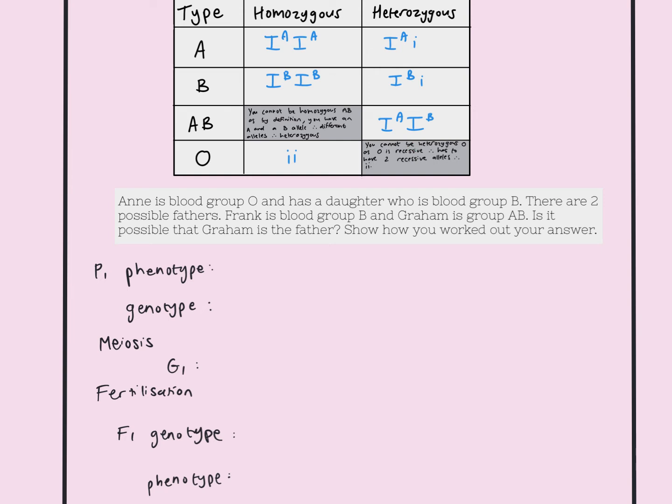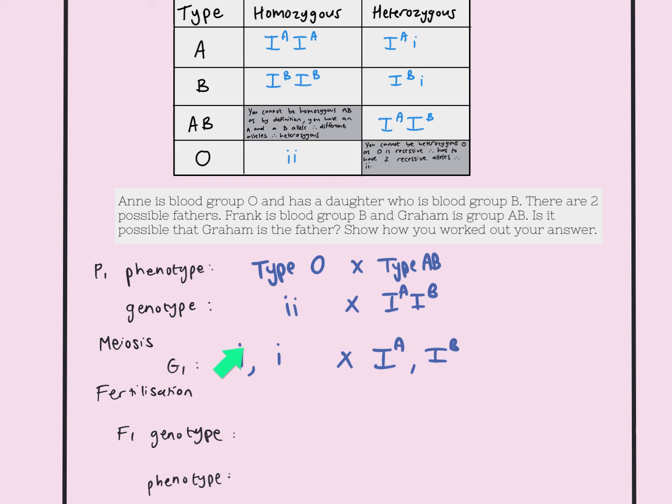So you just do your genetic cross. You have Anne being type O crossed with Graham type AB, Anne's genotype small i crossed with Graham's genotype IAIB. Then you have the gametes. Anne can only give a small i to her offspring. So she can only give that recessive allele, and Graham can either give a dominant IA or a dominant IB.